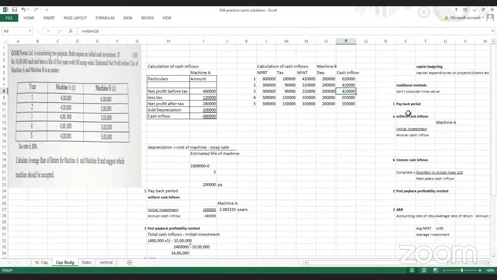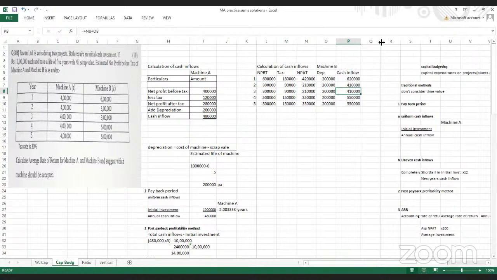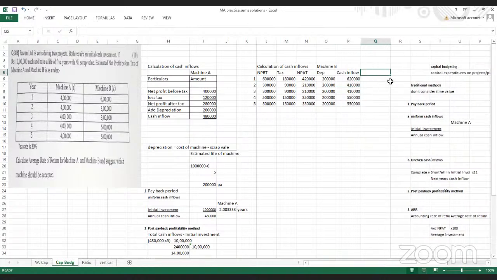Now, whenever cash inflows are uneven, we need to have one more column. Okay, apart from this cash inflow, we need cumulative cash inflow column. Okay, so I will draw it. I'll make one more column. Cumulative cash inflow. Okay. In cumulative, we just have to go on adding. You must have learned this in statistics.